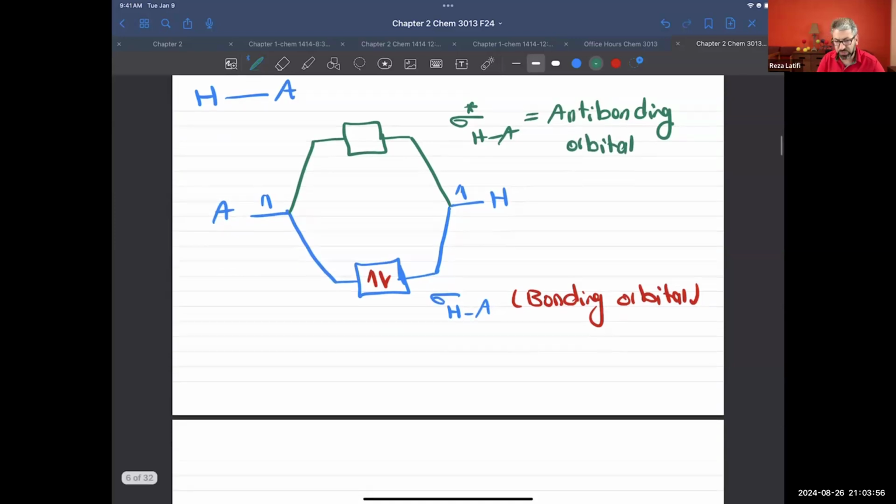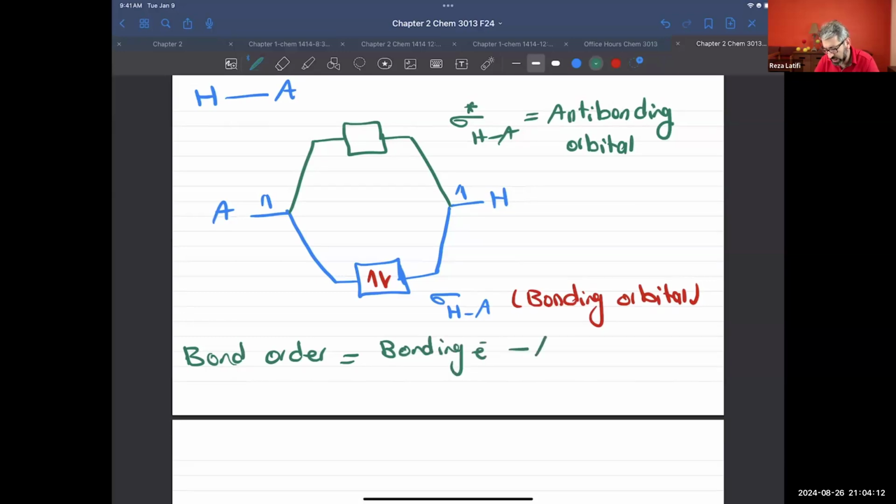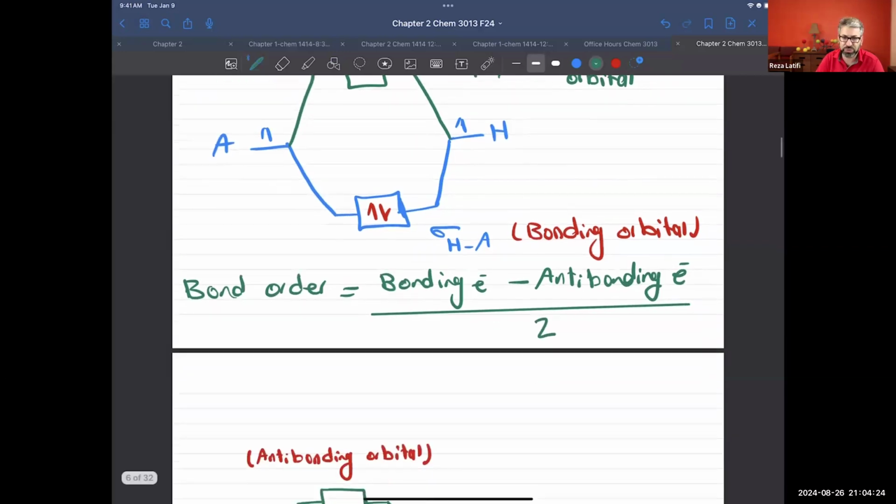Okay, now let's define the bond order. What was the bond order? Bond order is equal to bonding electrons minus anti-bonding electrons, and you take this and divide it by 2. Why 2? Because for each bond, we need to have 2 electrons.